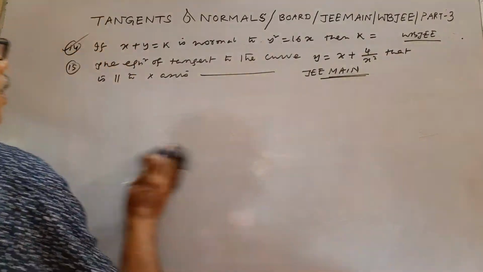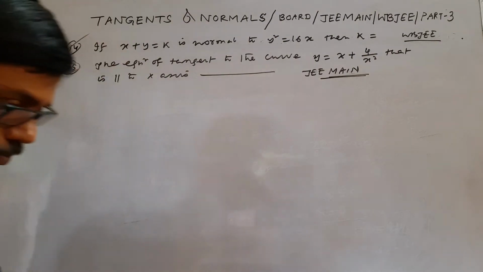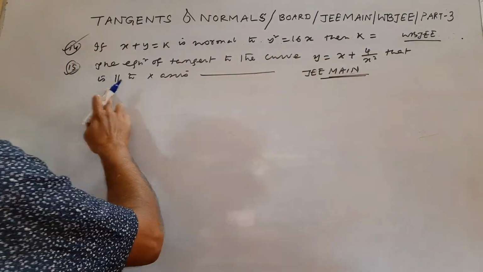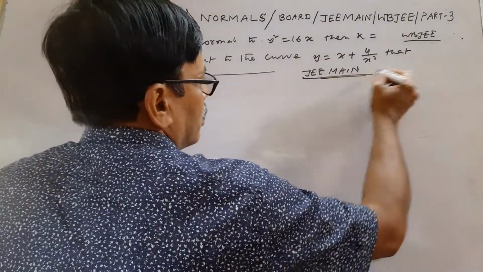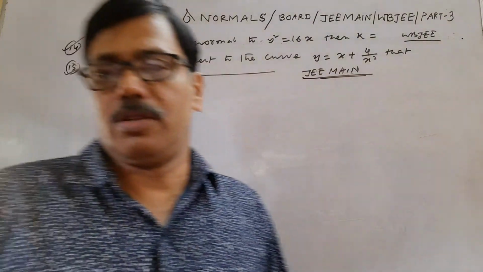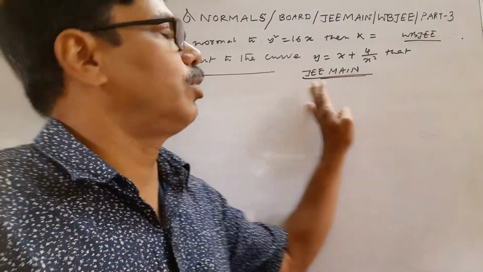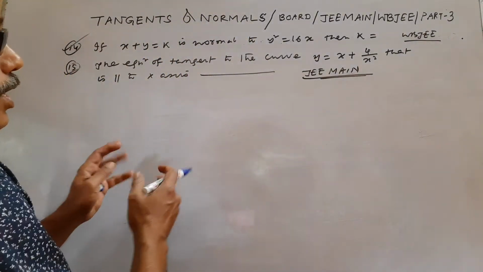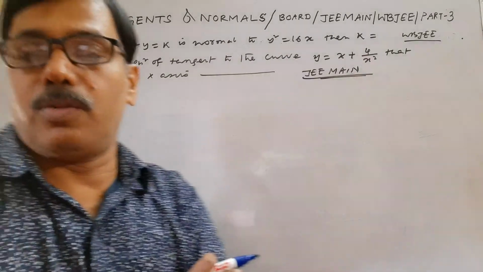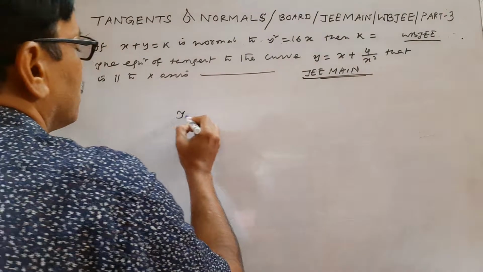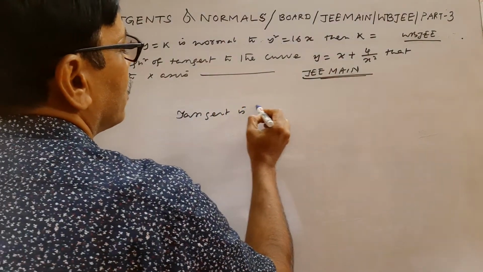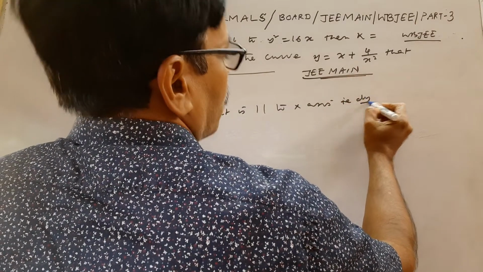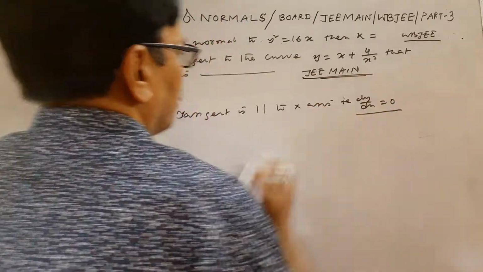Now look, problem number 15. The equation of the tangent to the curve that is parallel to the x-axis. This is a simple problem of board exam. It is also a problem of JEE Main. So we know if the tangent is parallel to the x-axis, then dy dx equals 0. So this is our working tool.